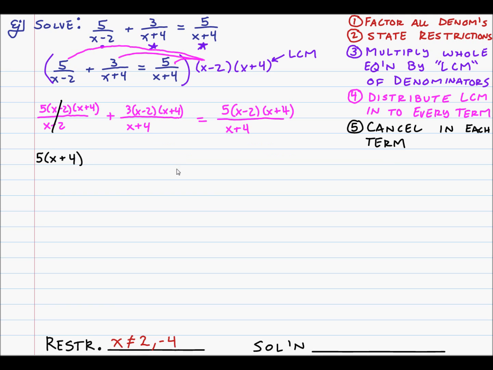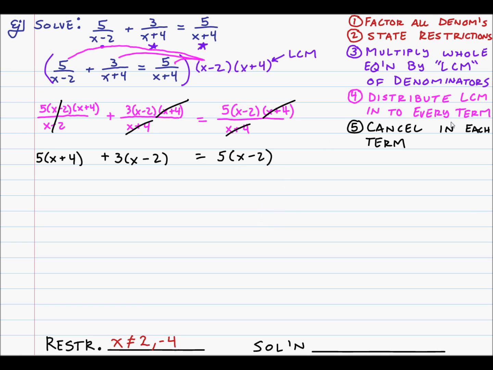Okay, let's try it again. See if this pattern follows. So 3, x minus 2, x plus 4. Goodbye. We're gone with the x plus 4s. They're gone. All we're left with is 3 times x minus 2. And finally, the last guy, familiar foe. No more x plus 4. We're left with 5 times x minus 2.